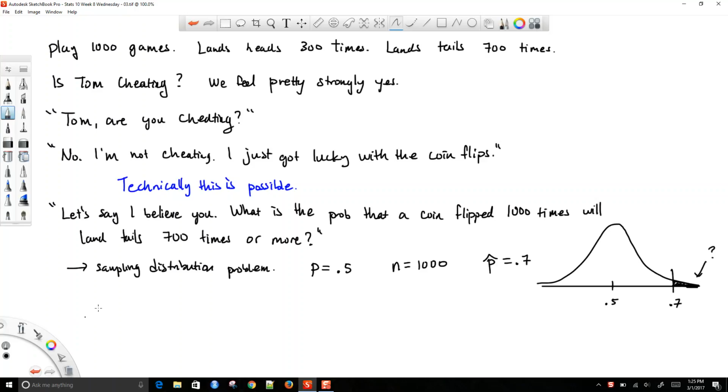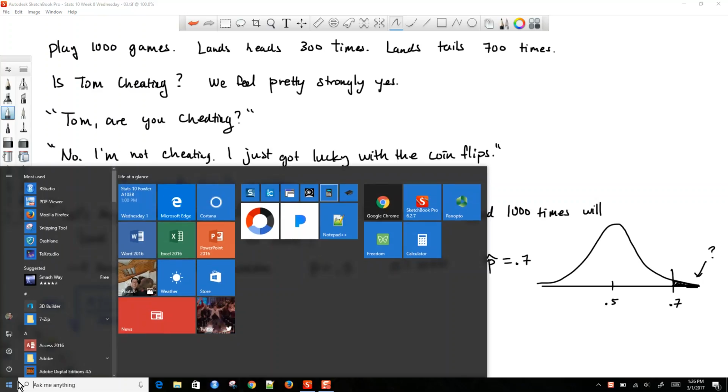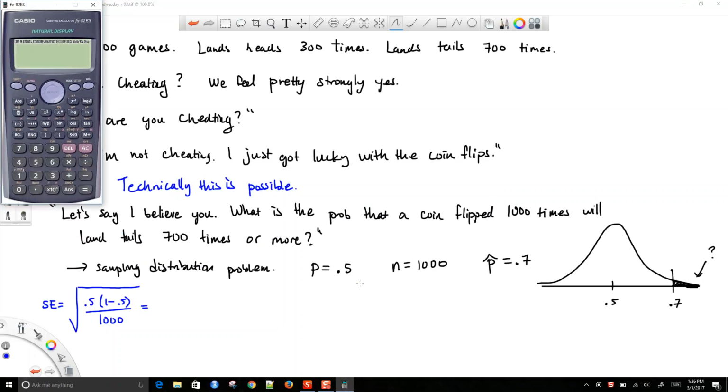Okay, so we'll do some calculations here. We start off with what? We calculate our standard error, and we do the square root of 0.5 times 1 minus 0.5 divided by 1,000, and I get a standard error of, I think, like 2%. I don't know. Let's figure this out. Square root of 0.5 times 1 minus 0.5 divided by 1,000, 0.015811.